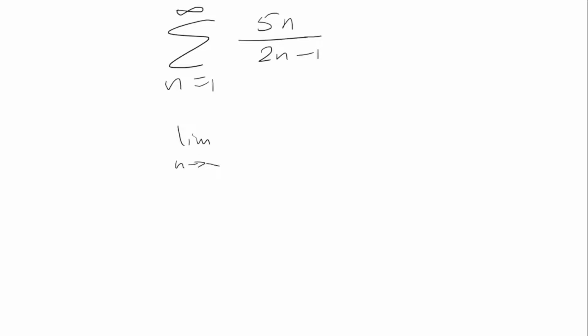Okay, the next problem, we have the sum from n equals 1 to infinity, 5n over 2n minus 1. If I look at this limit, it is going to be 5/2, which is not equal to 0. So this diverges by the nth term test.